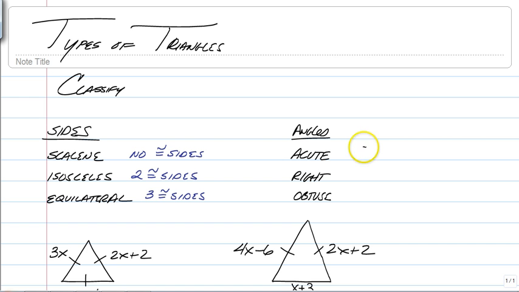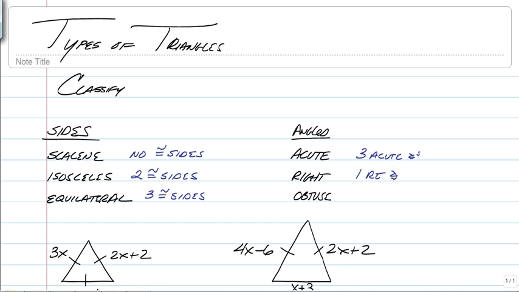Angles. We have acute, which means it has three acute angles. They do not have to be the same. They could be, in the case of an equilateral triangle, but you need all three to be less than 90 degrees. A right triangle has one right angle.